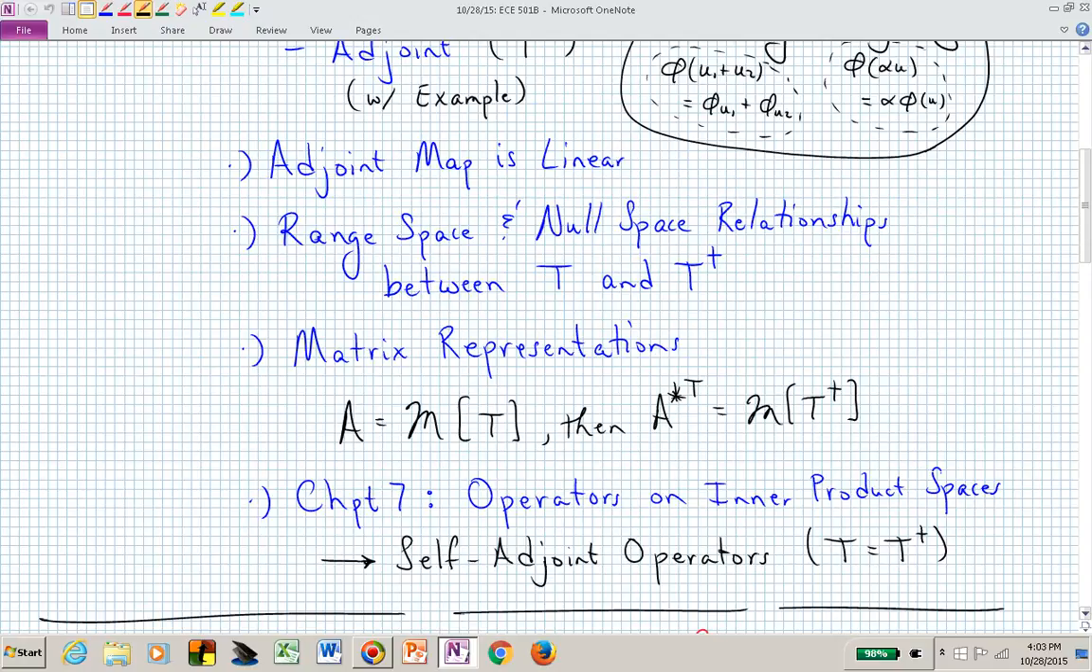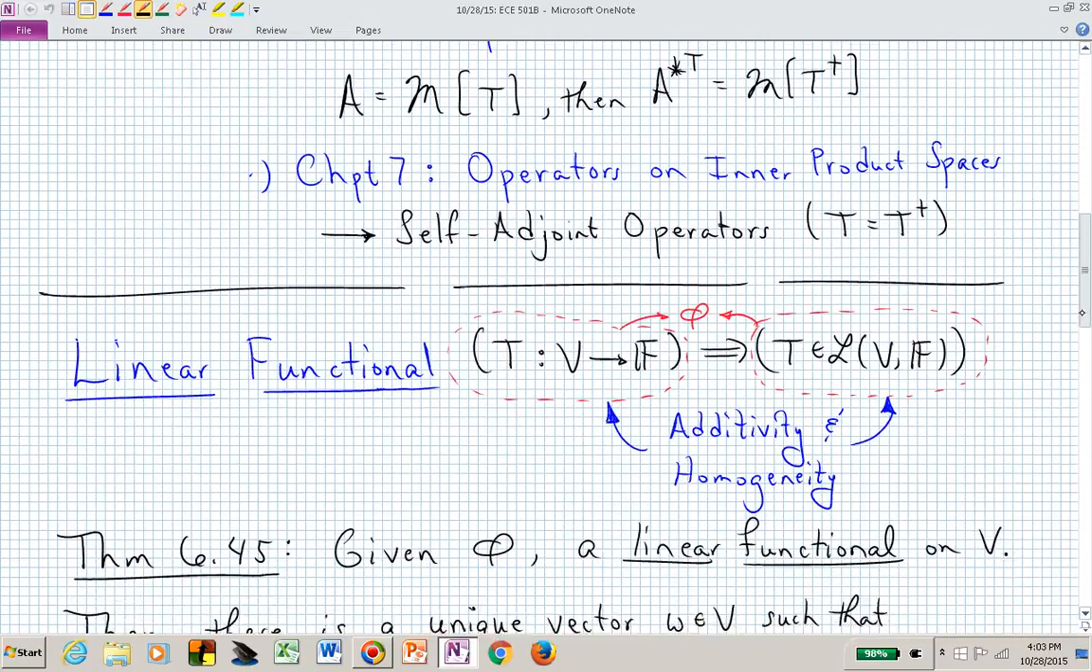Then we will see that if we have a matrix representation of the linear map T, and we call that A, the matrix representation of the adjoint of T is the complex conjugate transpose of A. And then in the second edition, we get into chapter 7 and start talking about operators on inner product spaces. When we say a self-adjoint operator, that means that the operator T is equal to its adjoint. And that will, I hope, make a little bit more sense after today's class.